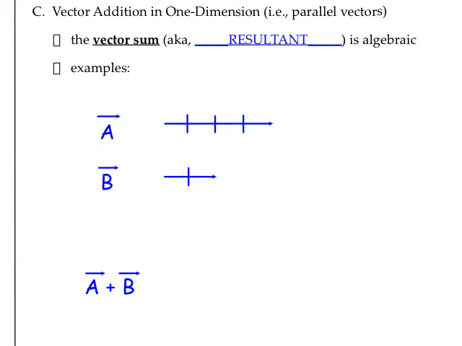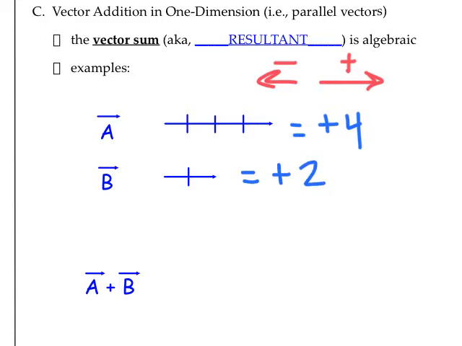Now in class, we're going to have a number line on the front board. Anything that's drawn to the right is going to be a positive number, and anything drawn to the left is going to be a negative number. This will be our coordinate system. So for example, my first vector, vector A, I'm going to say that it is 1, 2, 3, 4 segments, and it points to the right. So vector A would be equal to a positive 4. When we look at vector B, it is 1, 2 segments in the positive direction. So we would say that vector B is equal to positive 2.